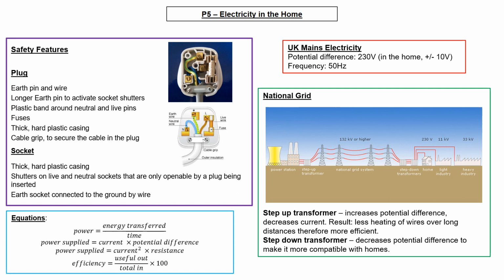There's a couple of equations here, mostly around power. So again, revising from P1, power equals energy transferred over time. The same power is also equal to the current multiplied by potential difference. The same power again is also equal to the current squared multiplied by the resistance of the circuit. And again, efficiency is equal to useful out divided by total in, multiplied by 100.